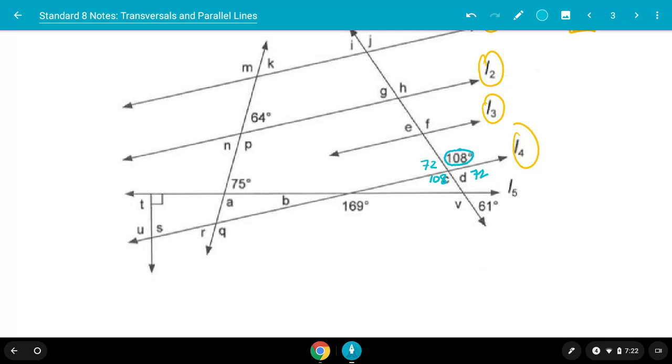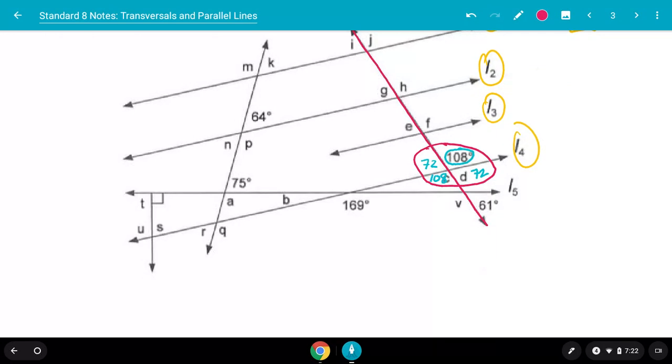Now, this is where it comes in handy that L1, 2, 3, and 4 are parallel. Because if they are parallel, that means they have been cut by the same transversal right here, which means if you were to trace this section and slide it down, you'd be able to find all of the angles all up the row. For example, F is 108. This is 72. This is 108. And E is 72.